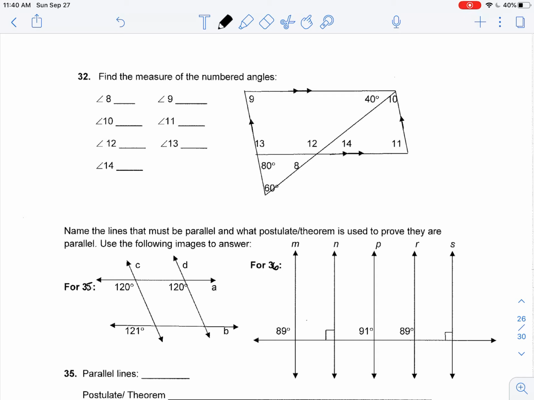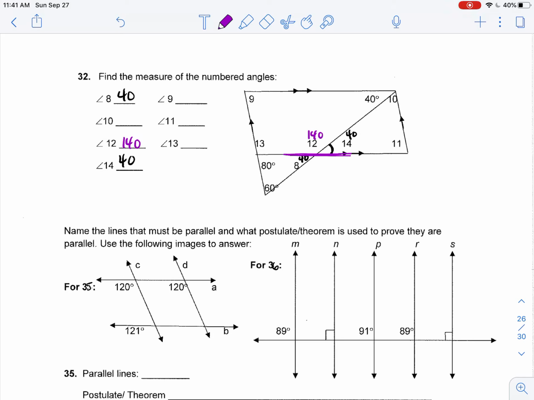In problem 32, it says find the measure of the numbered angles. Okay, so I'm going to start with this bottom triangle here because I see I've got 2 angles and their sum is going to be 140, 80 plus 60. The third angle in that triangle then would be 40 because 180 minus 140 would be 40, so angle 8 is 40. Okay, 8 is vertical from 14, so 14 is also 40. And 12, well, that is a linear pair with angle 14, so angle 12 is going to be 140.